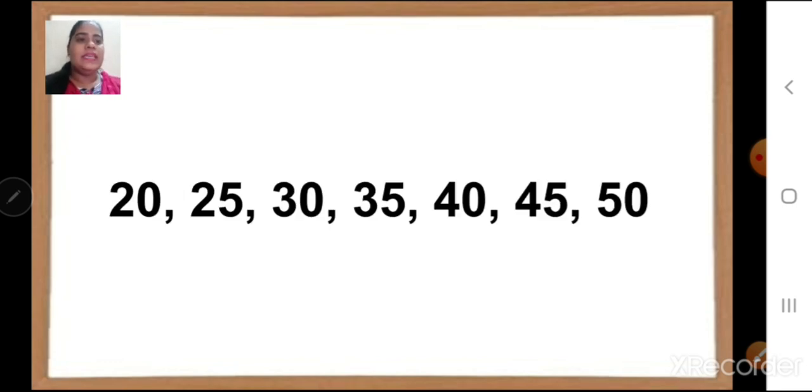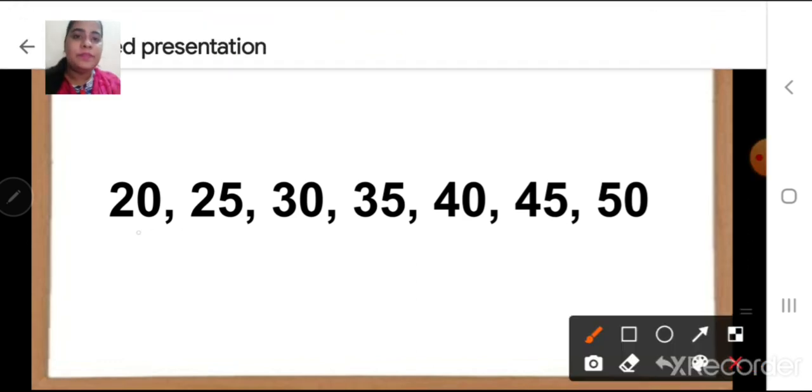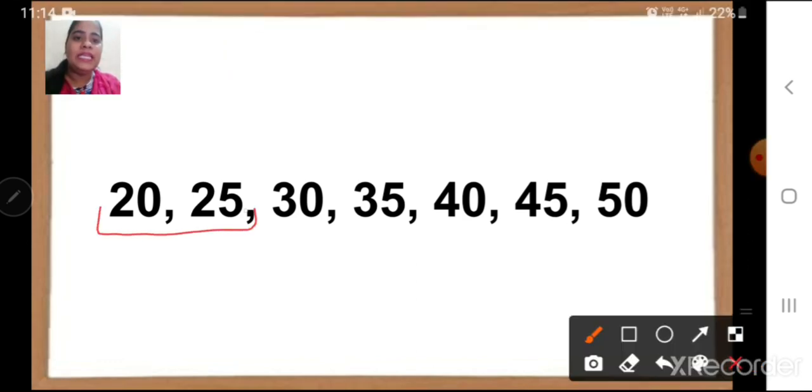Here children, we can see the pattern which is in numbers. If you observe carefully, look at the numbers. First we have 20, 25, 30, 35, 40, 45, 50, correct? So what is the pattern here? You can see the pattern is that between each number we have a difference of 5, correct?